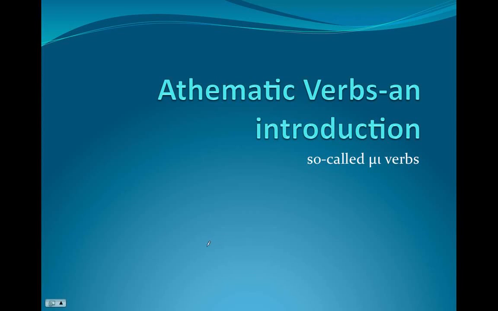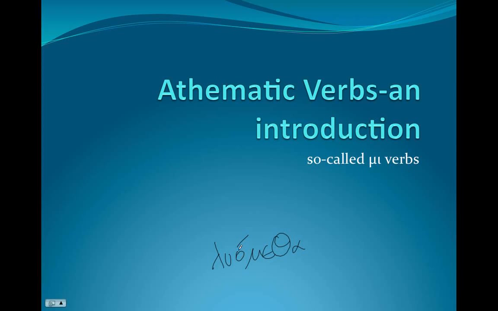The verbs you've been dealing with in Greek up to this point have been called thematic verbs. That is, they have a theme vowel between the stem and the ending. So when we took a look at the middle of luo, we get lu, the stem, then, say, our first person plural ending, metha, and then we have to add a theme vowel between them. So luometha.